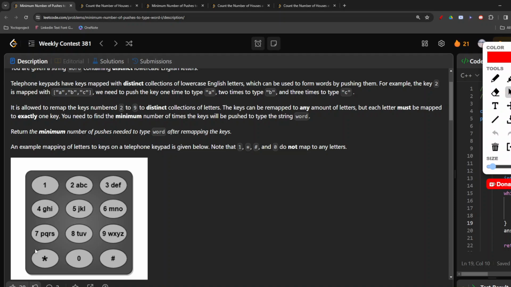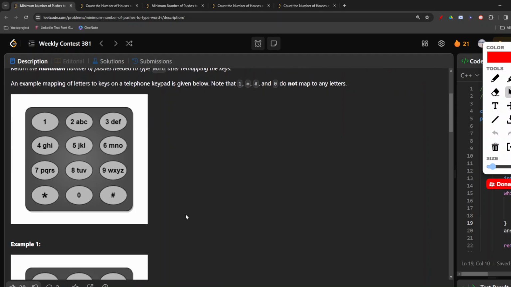So we don't need to go with this particular keypad. We are required to devise our new keypad so that whatever word is being given to us, it can be typed with the minimum number of pushes. So that is the main question. Now comes the part of how you will remap these keys 2 to 9, basically 8 keys, so that there are a minimum number of pushes.